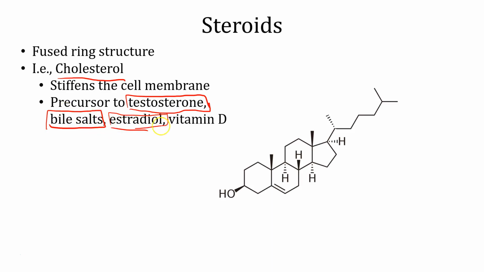is bile salts. Also, cholesterol is one of the things that's needed to make vitamin D, and vitamin D is something that helps your body absorb calcium and phosphorus. This is actually made from sunlight when the sun hits your skin.